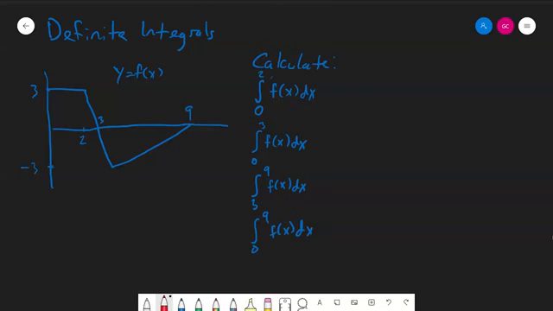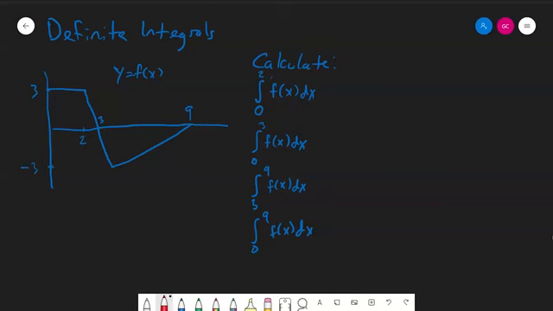So far, we don't know how to calculate definite integrals in general, but if the graph of f of x is simple enough, then we can calculate these integrals using just basic plane geometry. So for example, here we have the graph of some function y equals f of x, and first we want to find the integral of f between 0 and 2.